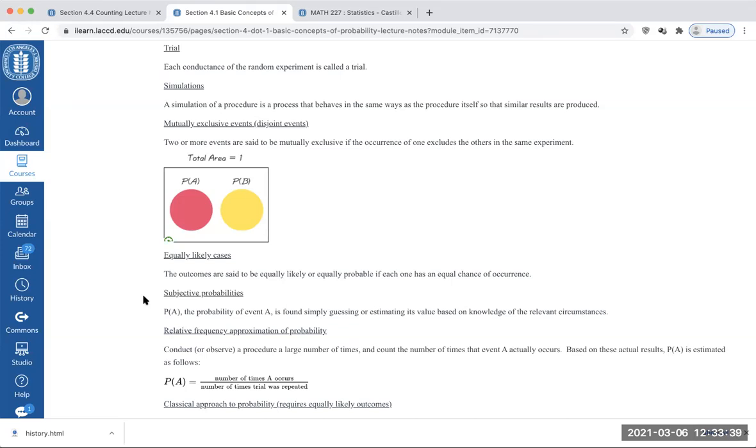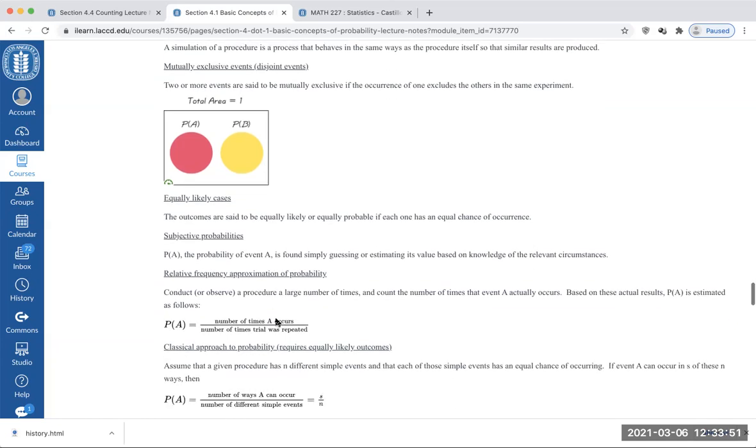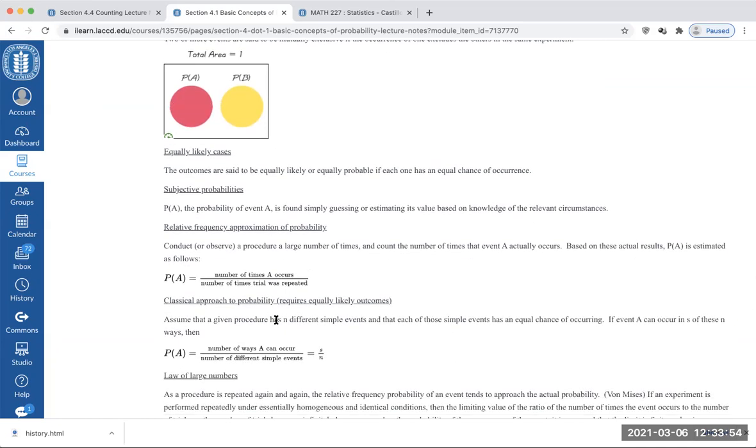Okay, so subjective probabilities. P of A, the probability of an event, is found by simply estimating its value based on knowledge of relevant circumstances. So that's a subjective probability. A relative frequency probability: you conduct or observe a procedure a large number of times, and you count the number of times that event A occurs. And so you estimate it as follows. The probability of A is the number of times that A occurs divided by the number of times the trial is repeated.